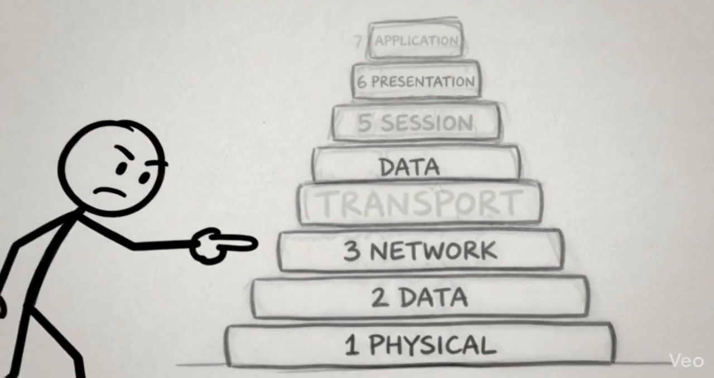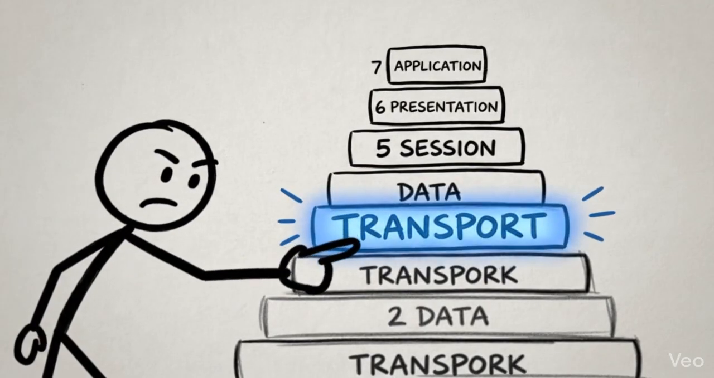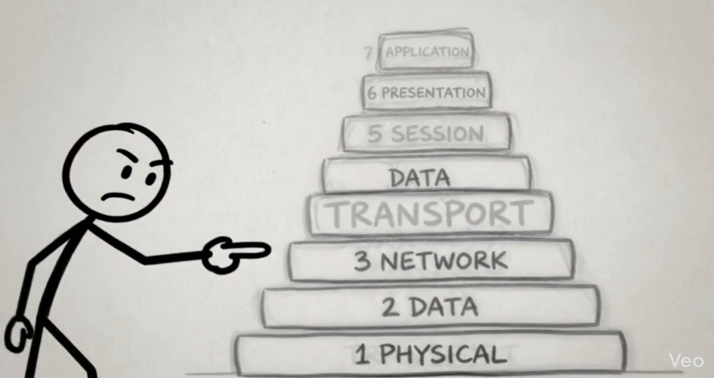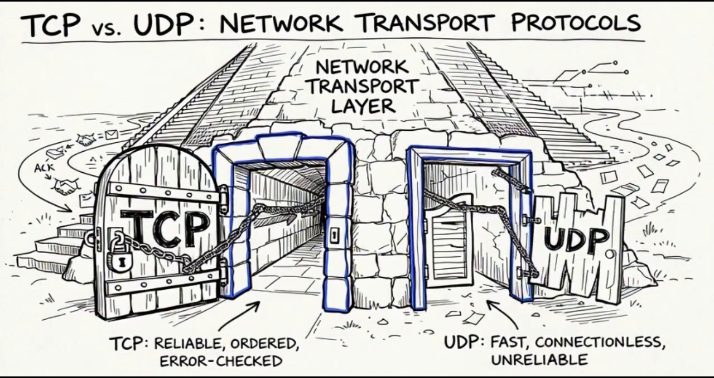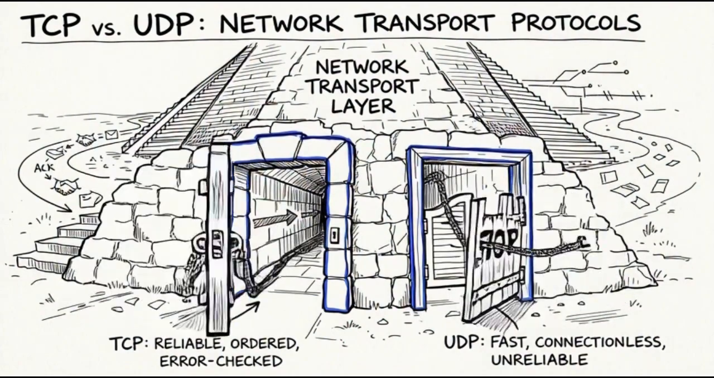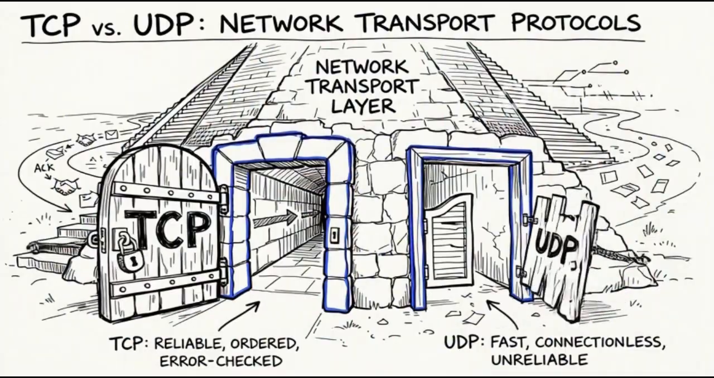TCP and UDP both live at layer 4 of the OSI model, the transport layer. Their whole job is to take your data and decide how it gets delivered. Carefully and guaranteed, or fast and lightweight. Cisco puts these two on the 200-301 constantly because once you understand them, everything else clicks.